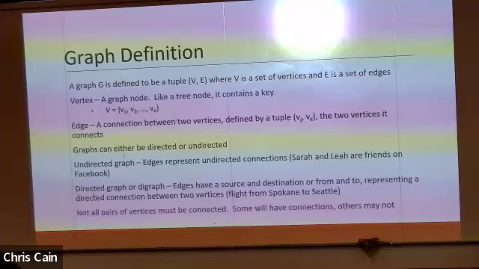Just because vertices are involved in the graph does not mean they have to have associated edges connecting them. So some vertices will have some connections, some vertices will not have some connections, and that's okay. Questions on a very basic overview definition of a graph before we dive into the details?